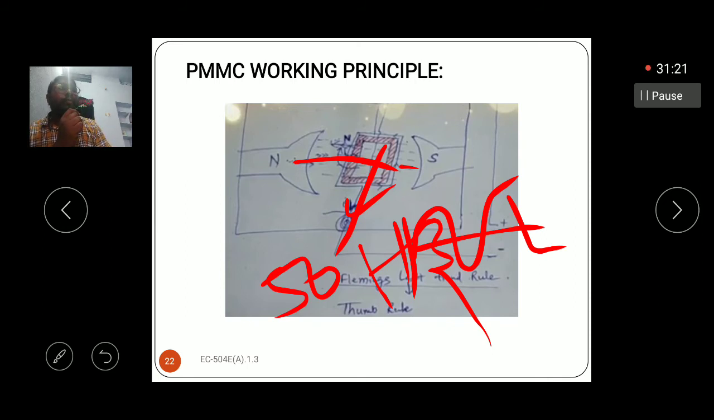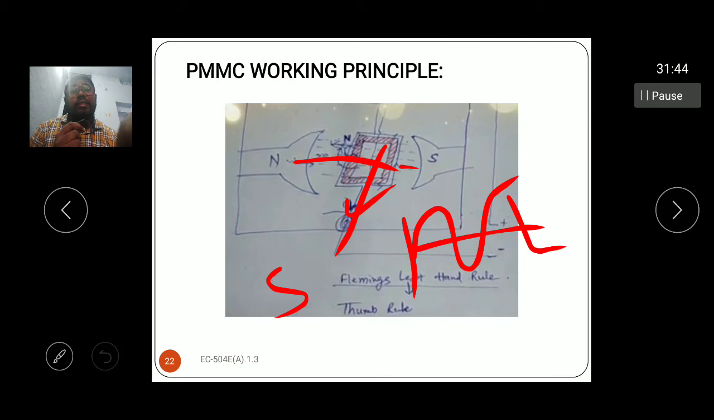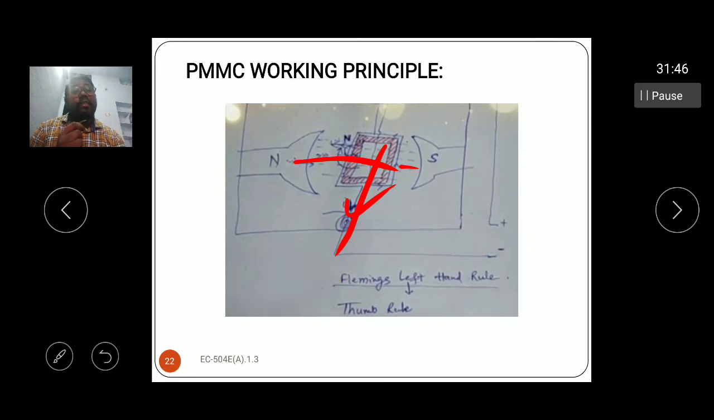That is not at all possible within a fraction of a second. This is the moving coil, that's why we are applying the DC supply in this particular DC PMMC instrument. And also in the PMMC instrument, if you are using only the negative supply, not a positive supply, that means if you are changing the terminals of this particular circuit, what happens?